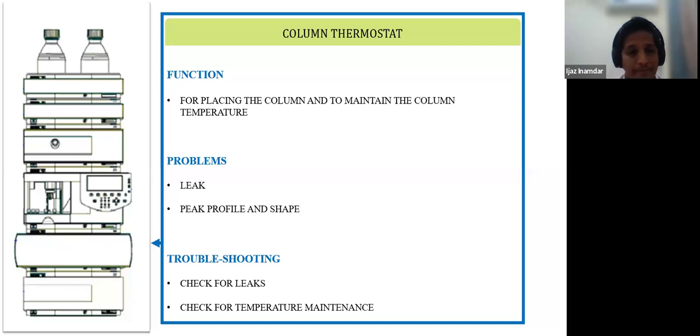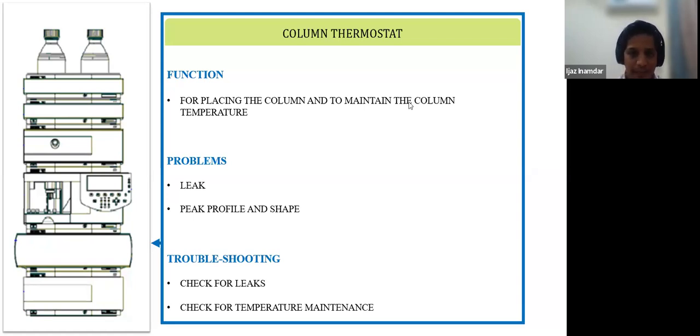Now, talking about the thermostat. The basic function of the thermostat is to house the HPLC column. But why is there a completely different module for the thermostat? Because it regulates the temperature, and the temperature of the column is one of the very important aspects that you can modulate or tweak during method development. The primary function of the thermostat is to regulate the temperature of the column.